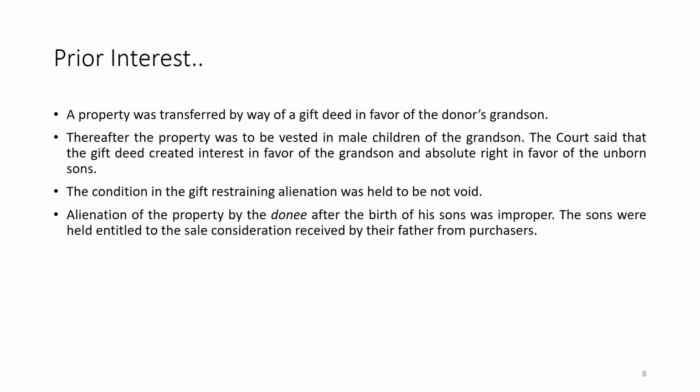A property was transferred by way of gift deed in favor of the donor's grandson. The donor has transferred the property to an unborn person, that is the grandson. Thereafter, the property was to be vested in the male children of the grandson. The court said that the gift deed created an interest in favor of the grandson and an absolute right in favor of the unborn son. The condition in the gift restraining alienation was held to be not void.